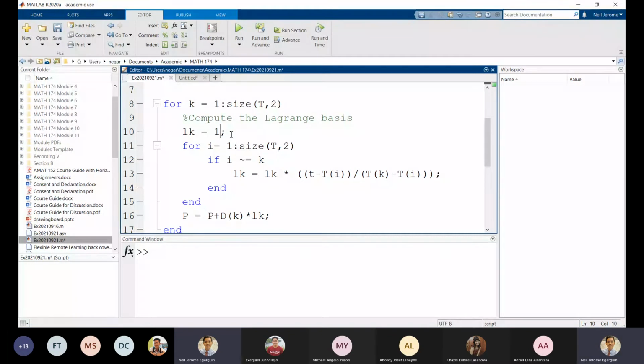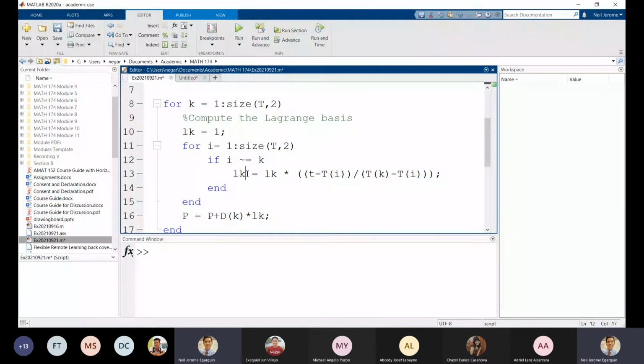Kaya lang, remember, meron tayong exemption. Hindi pwedeng yung I mag-equal kay K. Kasi yung denominator, remember, the denominator is x sub K minus x sub I. So kung papayag ako ng I ay pwedeng maging equal kay K, magrereklamo si MATLAB because I'll be dividing by 0. Okay? So to tell MATLAB, do not include the factor when I is equal to K. So gagawin ko lang yung production o yung pagtitake ng product if I is not equal to K. And then the value of LK will be updated as the previous product times the current factor.